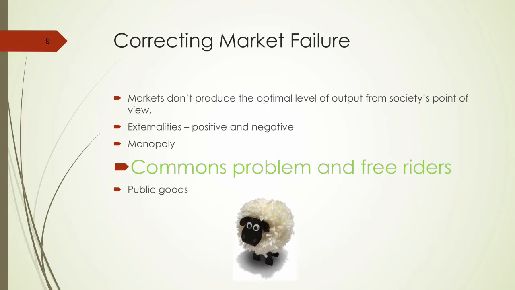This can lead to a free rider problem because those shepherds who bring their flocks, those herds, to the commons area don't bear the burden of the destruction of that land, and they essentially end up free riding off of the property-less land.